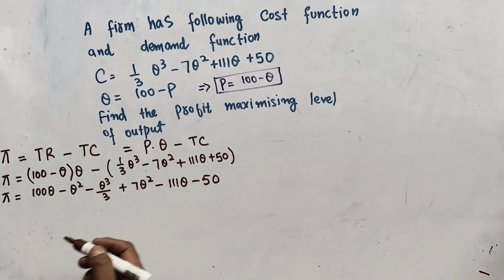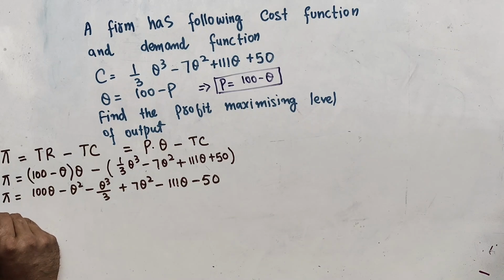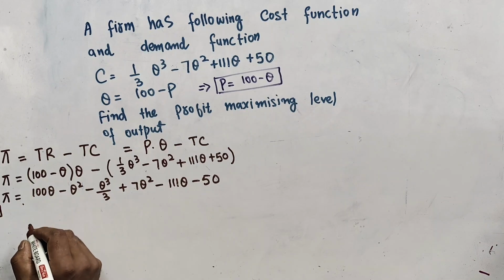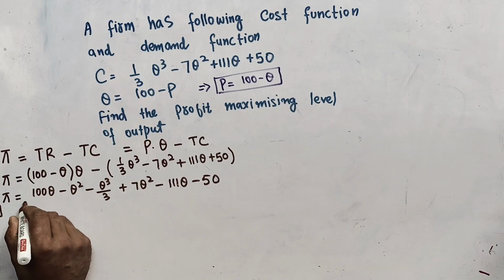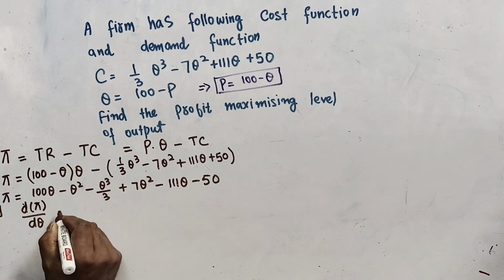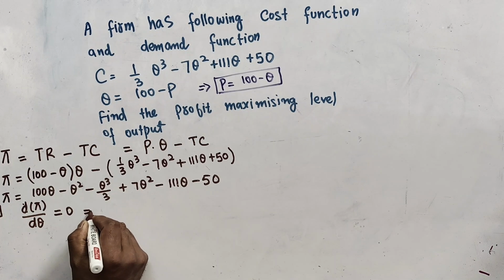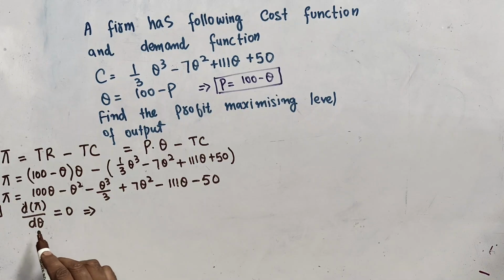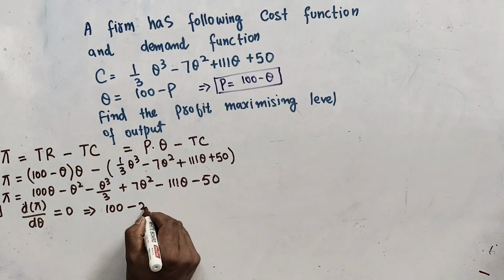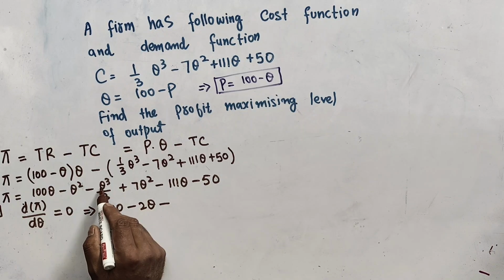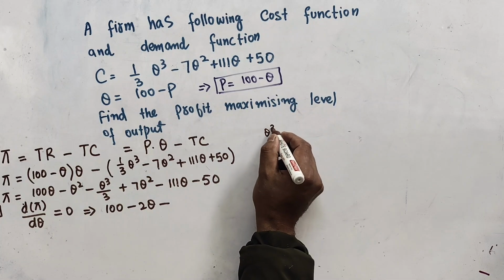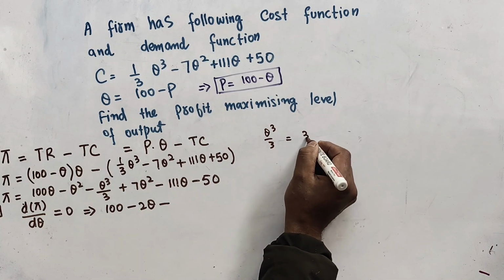Let's take the derivatives now. So first order condition for profit maximization requires our marginal profit should be equal to 0. That is, the change in the profit due to the change in the output should be equal to 0, which implies we need to differentiate this function with respect to Q. Derivative of Q is 1, so we are left with 100 minus derivative of Q square is 2Q minus derivative of Q cube is 3 times Q square.